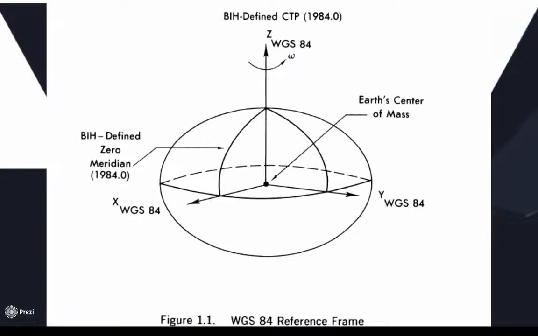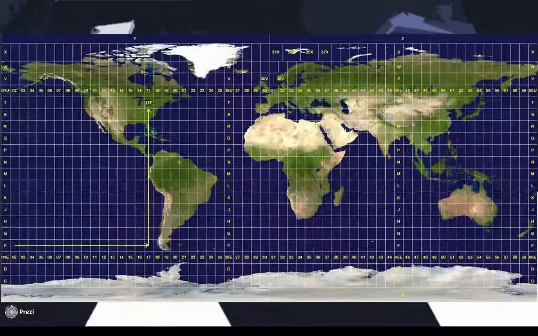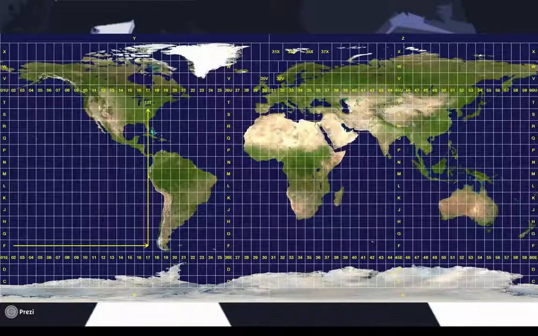Well, let's look at another popular coordinate reference system. It's called UTM, which stands for Universal Transverse Mercator. UTM's projection and grid were adopted by the U.S. Army in 1947 for designating rectangular coordinates on a large-scale military map of the entire world.